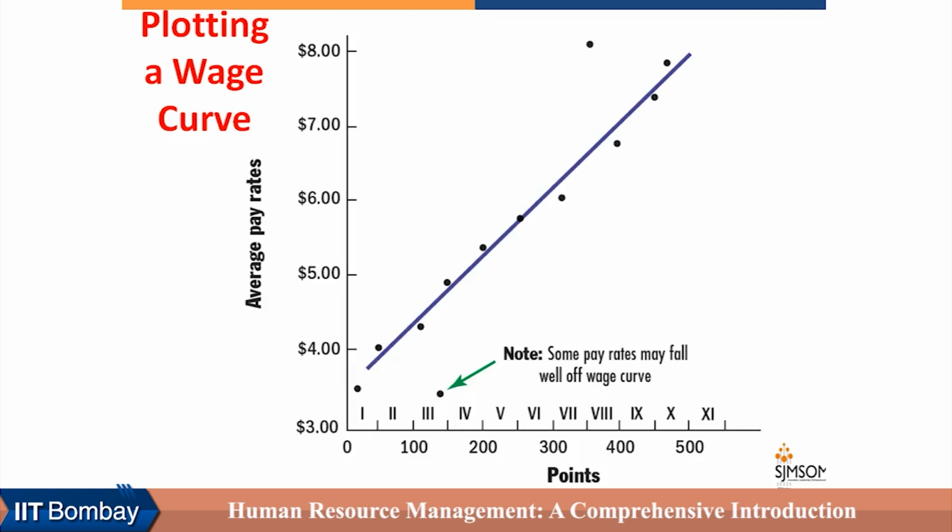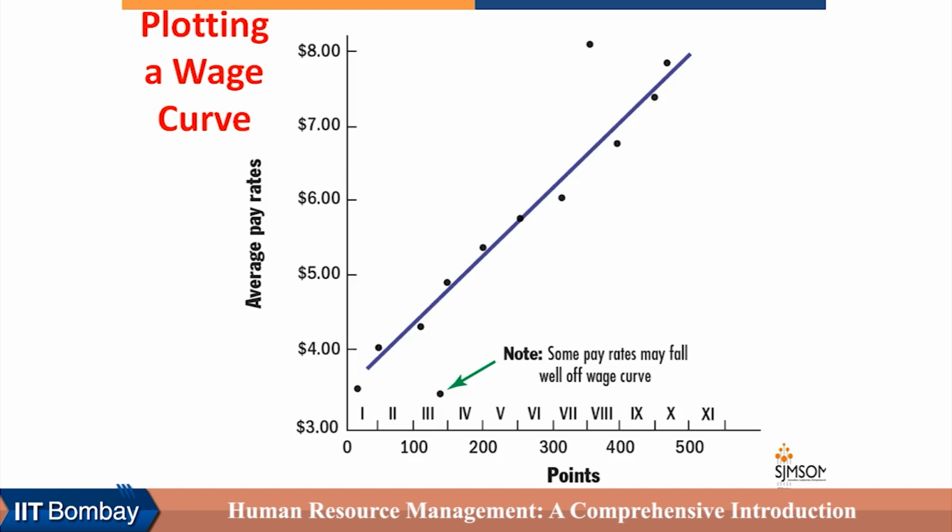This is an example of plotting the wage curve. You can see the dots are the points. How did we arrive at the points? We arrived at points by combining the compensable factor and the level of complexity involved within that compensable factor. Based on that, we identify the points for different jobs. Those points are plotted against the average pay rate.